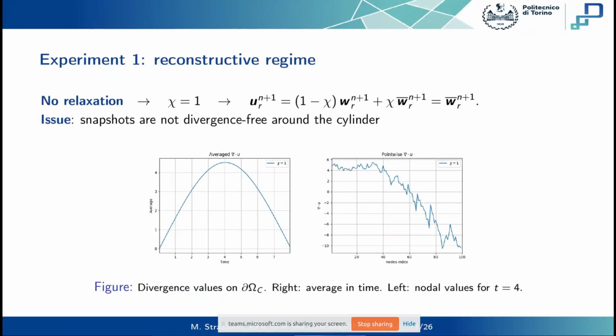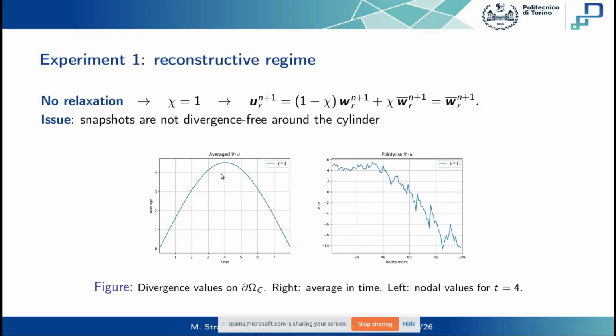As I told you before, experiment 1 is the simplest because you have no relaxation. In this sense, chi is equal to 1. And as I told you, if chi is equal to 1, basically your post-processed velocity is entirely filtered, so you don't have the combination with the standard Navier-Stokes equation. However, there is an issue here. If you apply the filter, you are not verifying the incompressibility constraint anymore. There is some literature that explains that, but I don't want to enter into the details right now.